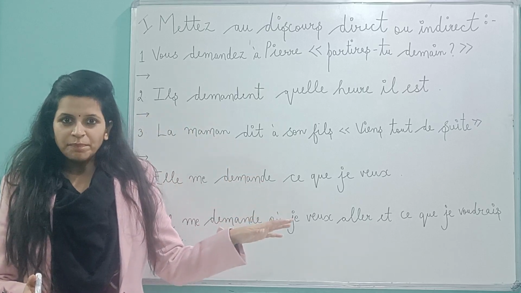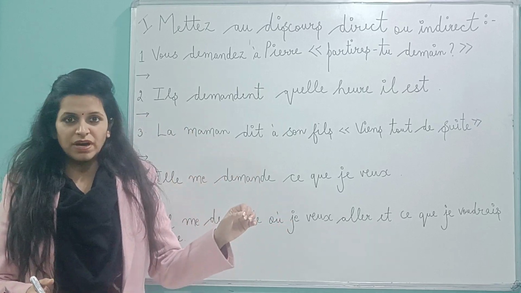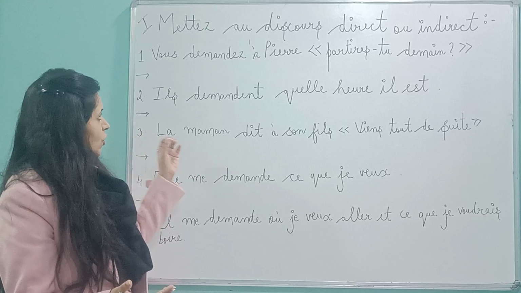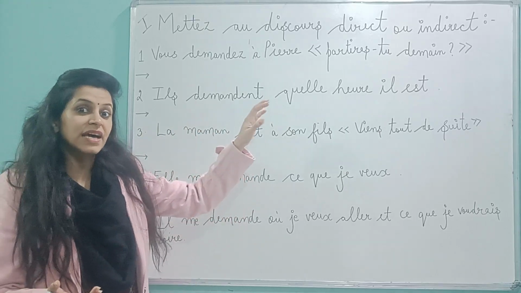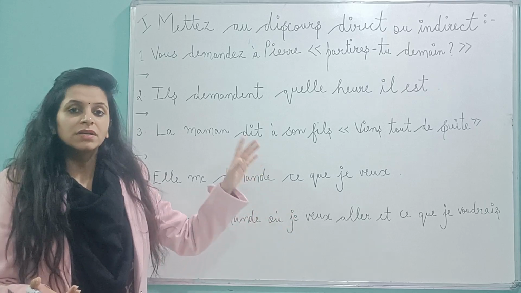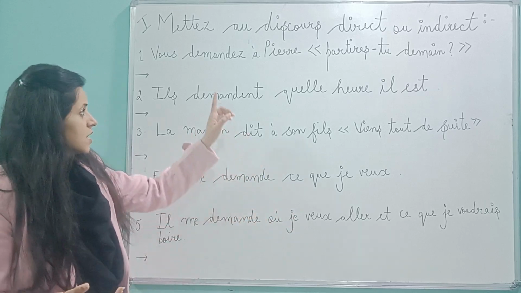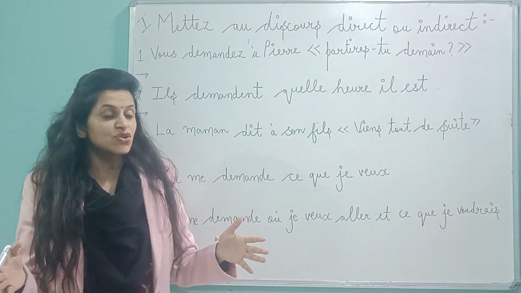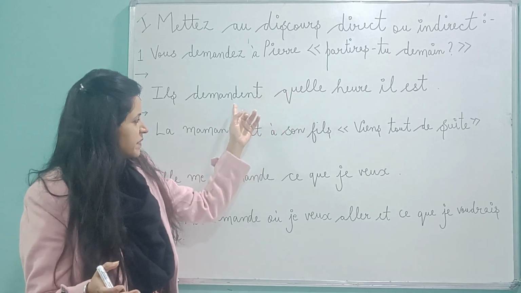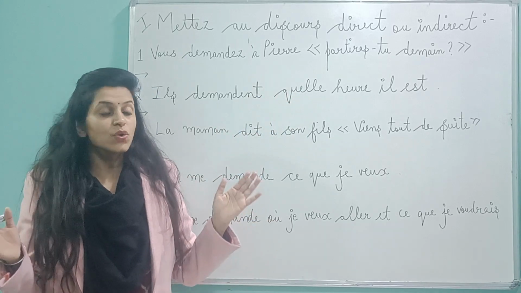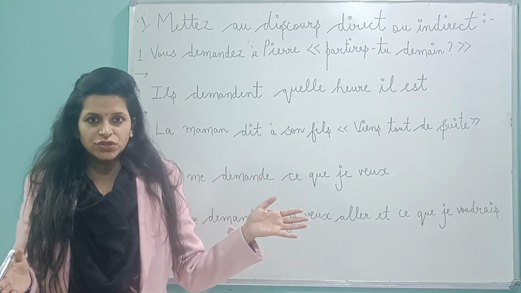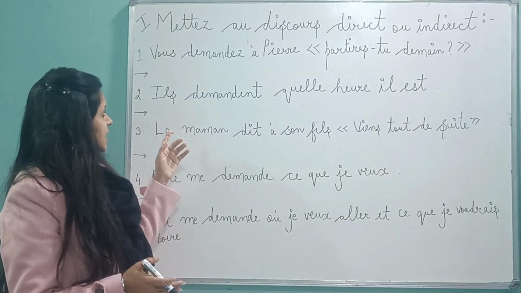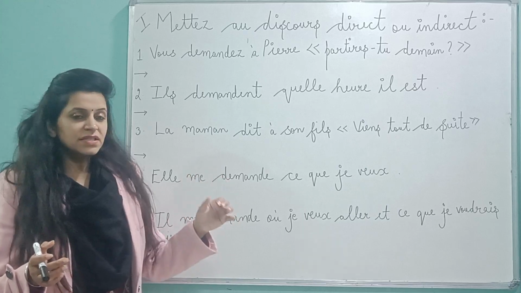Vous demandez à Pierre partira-t-il demain? So let's recapitulate this topic one more time. How do you differentiate whether a sentence is in direct speech or indirect speech? The first point to remember is, when you see these brackets, that means the sentence is in direct speech. And when you're not seeing anything in between, that means the sentence is in indirect. So for your board exam, you will be getting a mixed question of direct speech and indirect speech. So let's start. First sentence, vous demandez à Pierre partira-t-il demain?